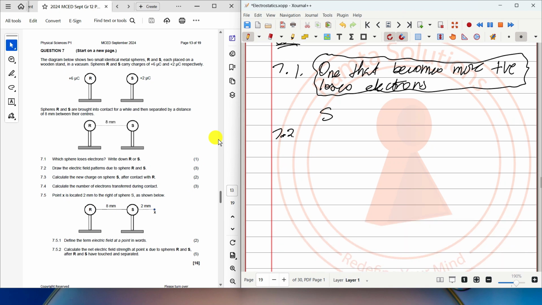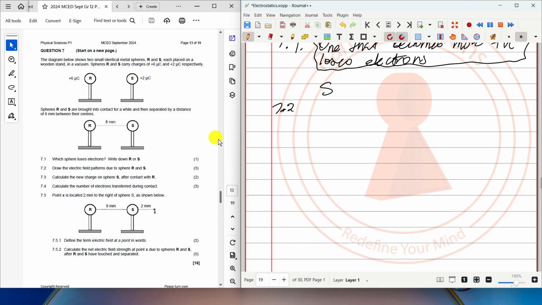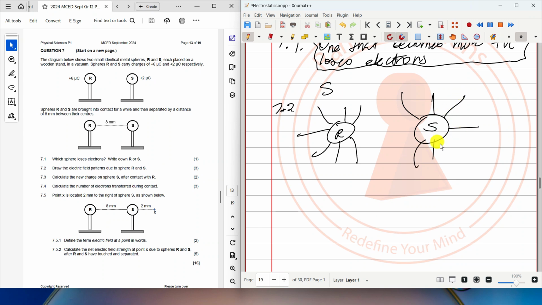7.2. Draw the electric field patterns due to spheres R and S. So there is a repulsion between these, right? There is a repulsion. So for R, there is a repulsion. Even so for S, remember guys, I'm saying there is a repulsion, right? Both are positive, so the field lines are going outwards. But remember, there is repulsion, hence you can see they are not in contact, or they are not joined.